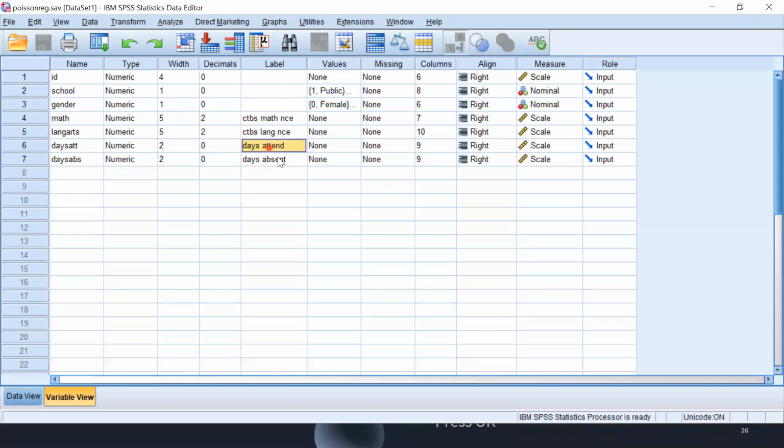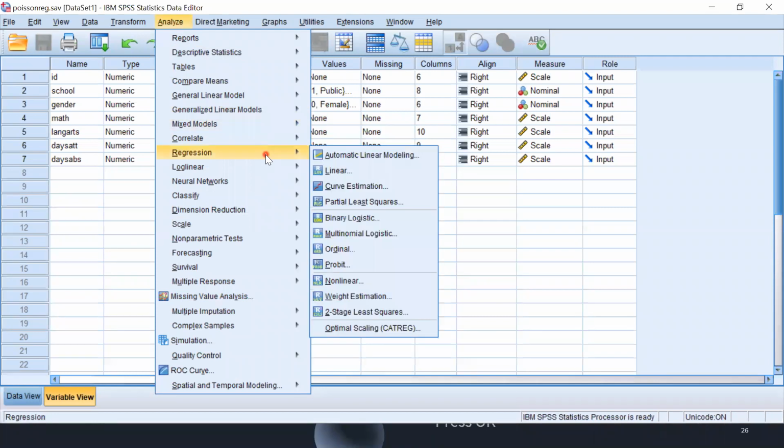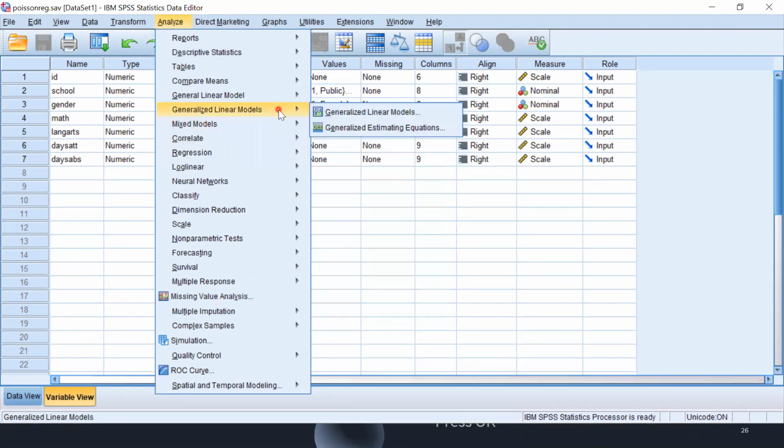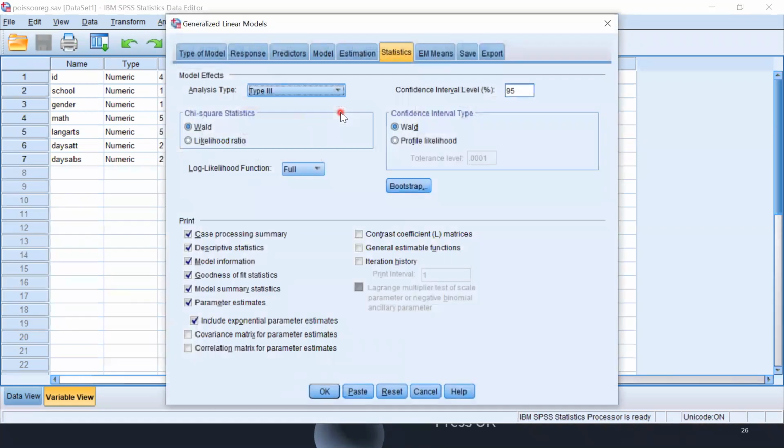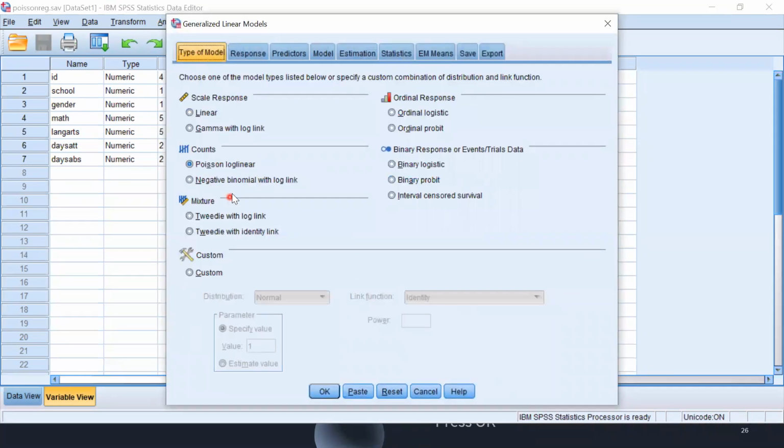So in the last video, we talked about our data, which is about the days absent, our response variable. Language arts and math arts were our continuous covariates. Gender was our categorical covariate. We use them to apply the negative binomial distribution. We are going to follow the same procedure: analyze, generalized linear models, and then generalized linear models. This time, we are using negative binomial with log link.